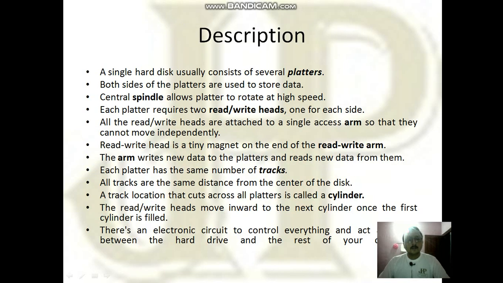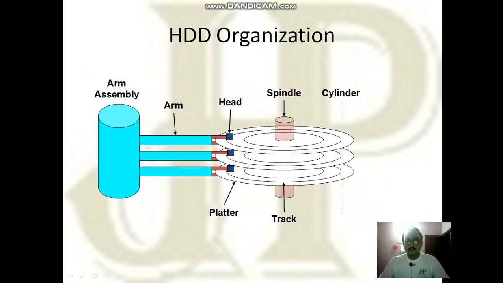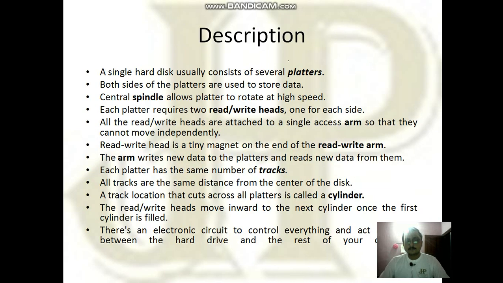A single hard disk usually consists of several platters. So platters look like a simple plate. In a normal hard disk drive, 1 to 5 platters may be present. These platters are used to store data on both sides.